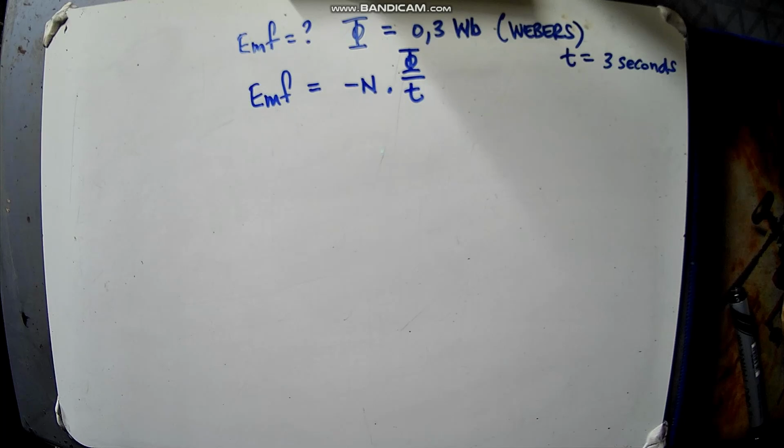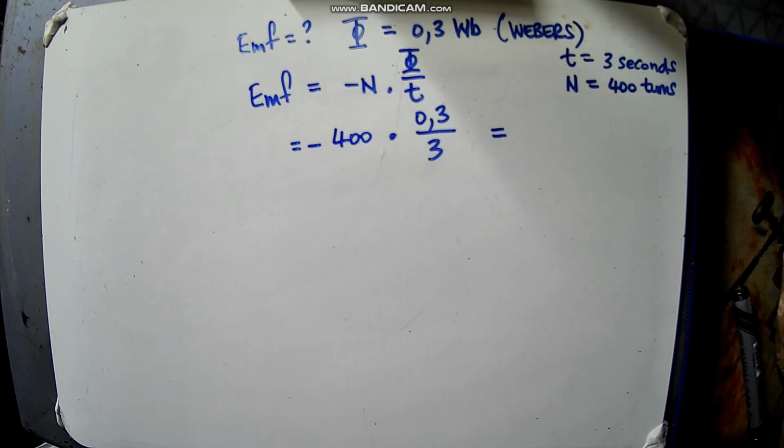And so we will use the formula negative N times the Webers over the time. Why negative? Because the EMF induced is in the opposite direction according to Lenz's law. So let's substitute the Webers over the time. Don't forget reading the question. It says that the coil is 400 turns, N. So we're going to substitute 400. This will give you an answer of negative 40 volts. Don't forget to include the negative. That is question number 1 completed.